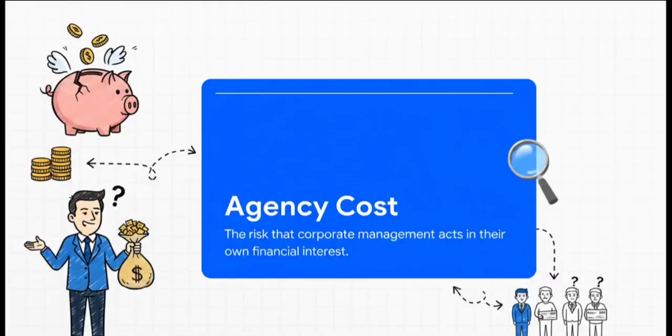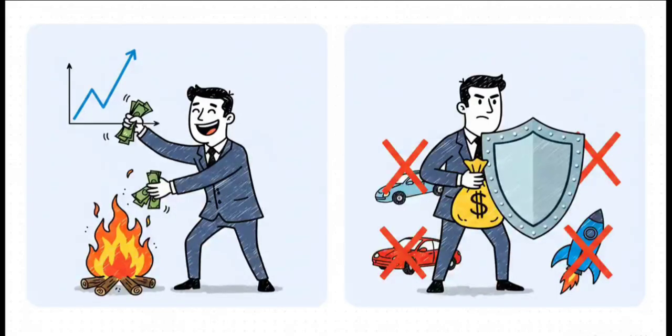Which naturally brings us to another big real-world friction: agency cost. Put simply, this is the risk that corporate executives, who are supposed to act as the agents for the shareholders, will actually use the company's capital to benefit themselves, rather than the actual owners of the business. Interestingly, this specific friction provides one of the strongest real-world arguments for dividends.